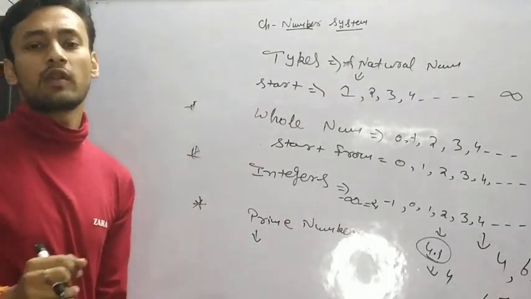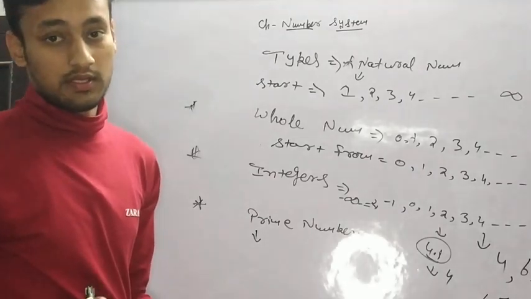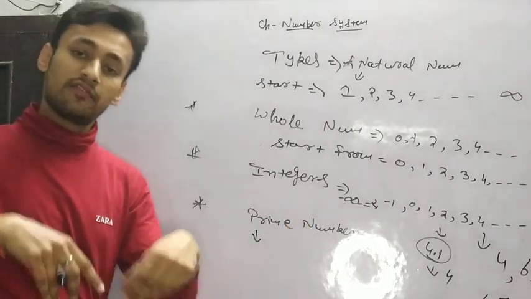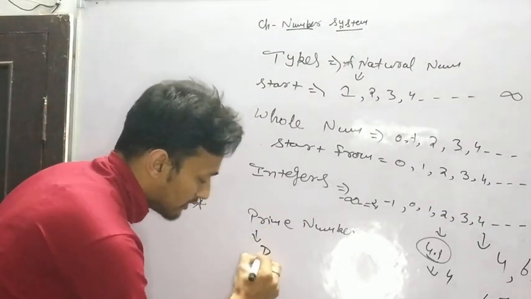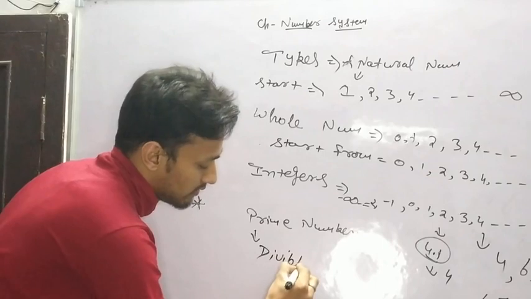What is the meaning of prime number? The meaning of prime number is the numbers which are divisible by itself, which are divisible by itself only.